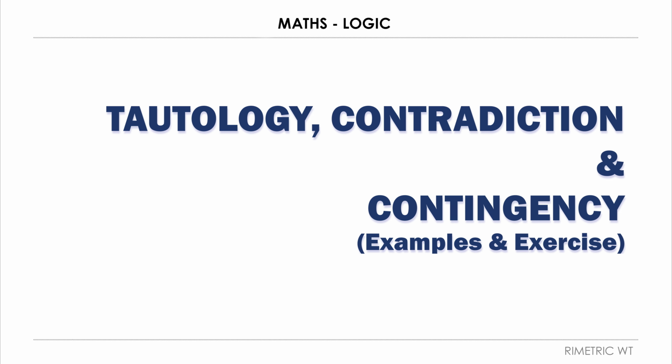Have you ever wondered if a mathematical statement can be true 100% of the time, false 100% of the time, or if it just depends on the specific situation? What we're going to do in this video is explore these three possibilities, which we call tautologies, contradictions, and contingencies. We'll think about how to use truth tables as a repeatable algorithm to classify any statement we come across.